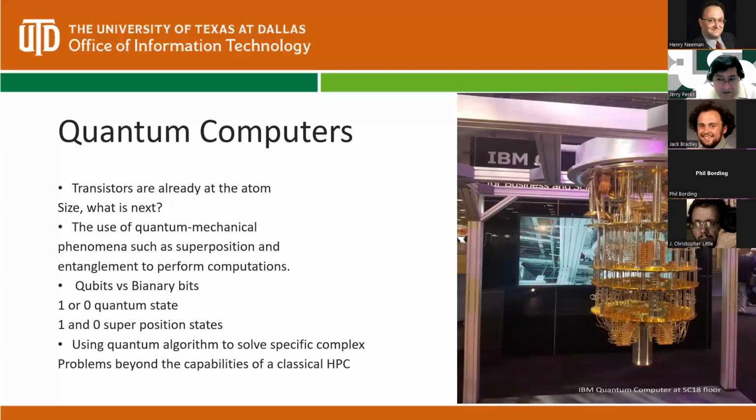We can do some really interesting things with it right now, but we're still working out the kinks and getting generalized computing to work on a quantum computer, which will basically be the new supercomputer once we get this thing developed where we need it to be. Again, how they operate, they use quantum states versus just ones and zeros on a standard computer. So using quantum algorithms, we can solve complex problems beyond the capabilities of a classical HPC system.